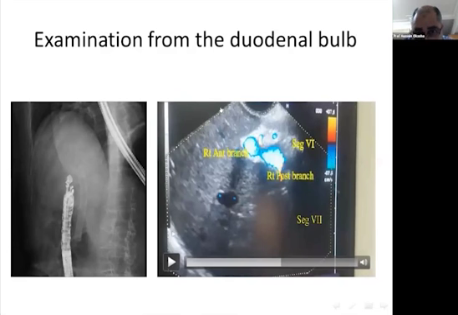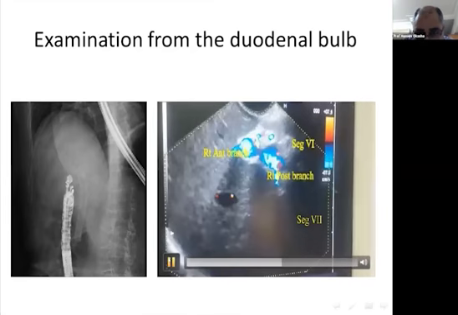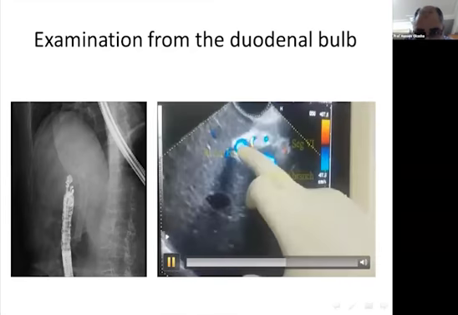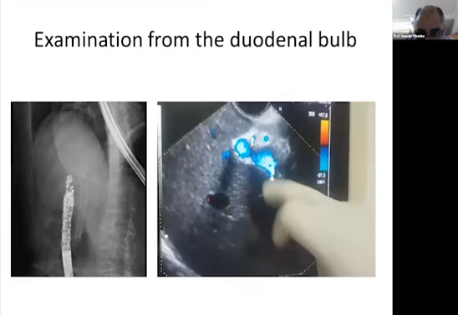The part of the liver in between the echo endoscope and the right anterior branch is segment 5, and this is segment 8, and this is segment 6 between the echo endoscope and the right posterior, and segment 7. So this is 5, 8, 6, and 7. And these segments of the right lobe can be seen from the bulb of the duodenum.